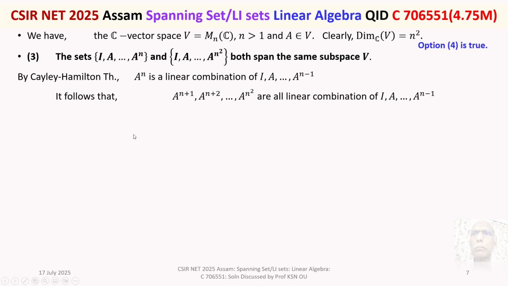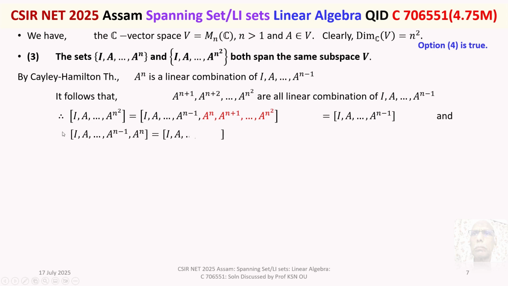So let us take the linear span. The linear span of I, A, etc., A to the power of n squared is equal to the linear span of I, A, etc., A to the power of n minus 1, comma, A to the power n plus 1, etc., A to the power n squared. These red ones, A to the power n plus 1 up to A to the power n squared, are linear combinations of I, up to A to the power of n minus 1. Therefore, it's the linear span of I, up to A to the power of n minus 1. Agreed.